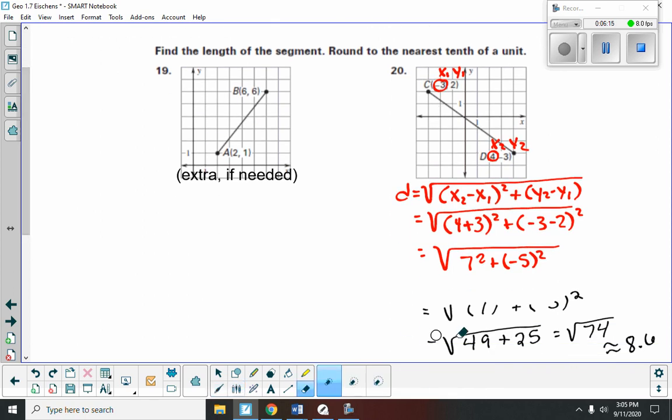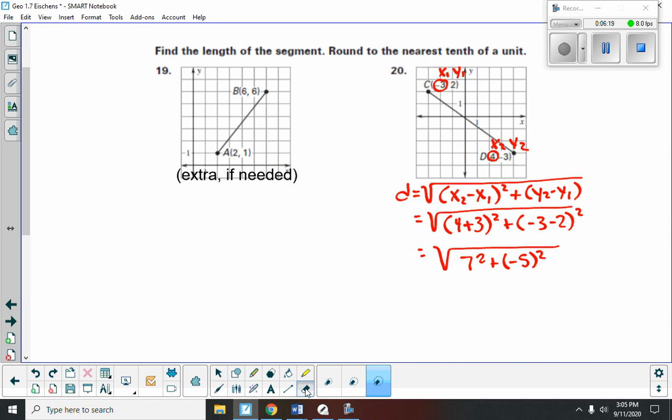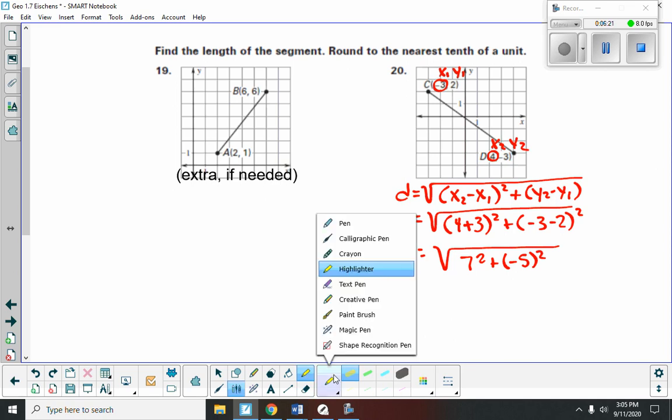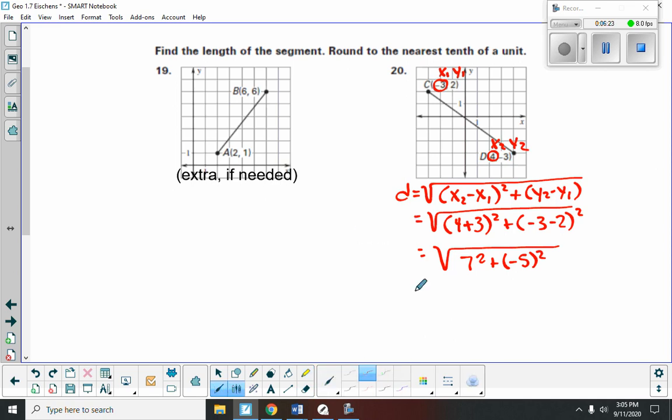Whoops, this did not get erased earlier. Let me fix that. And that gives us 49. Now here's what you need to understand, folks. This whole quantity is being squared. And so whatever this answer is squared, it's always going to be a positive.